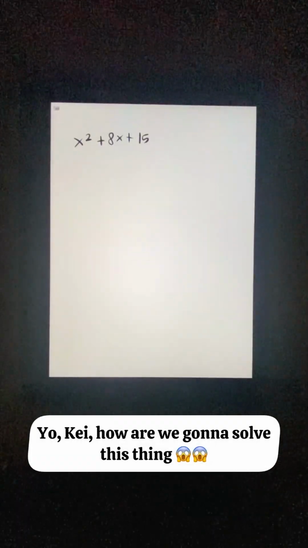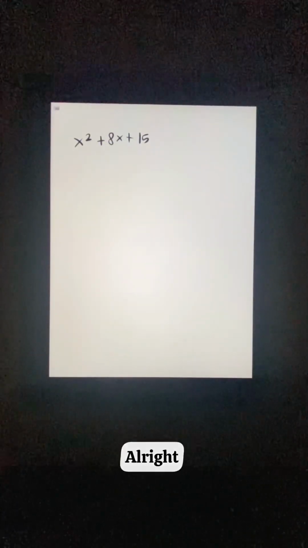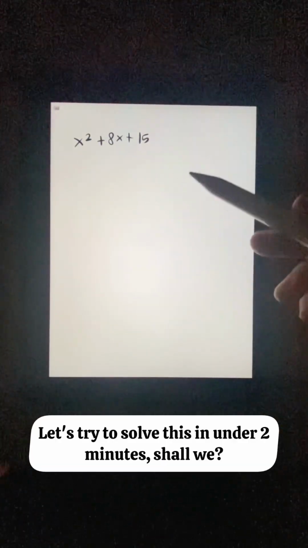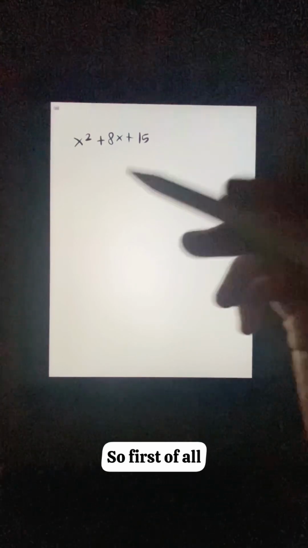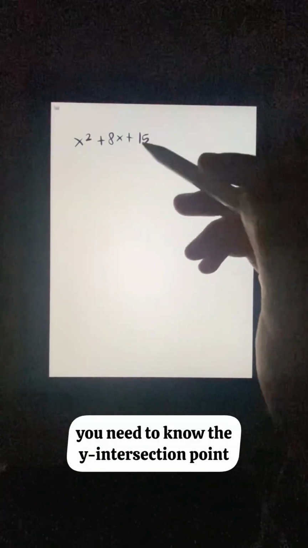So here's our question: x squared plus 8x plus 15. Yo, Kay, how are we gonna solve this thing? What the heck is this supposed to be? Alright, let's try to solve this in under 2 minutes, shall we? First of all, we need to find the y-axis intercept. So first of all, you need to know the y-intersection point.